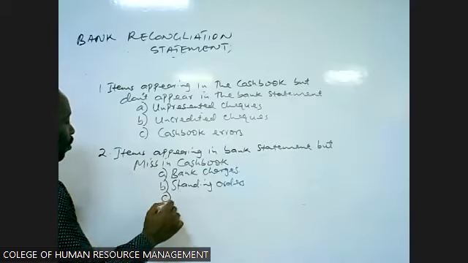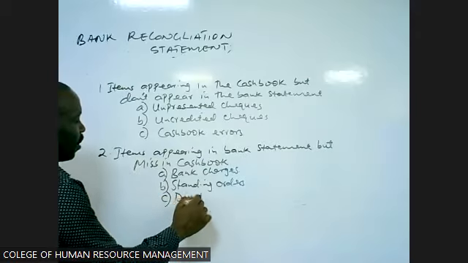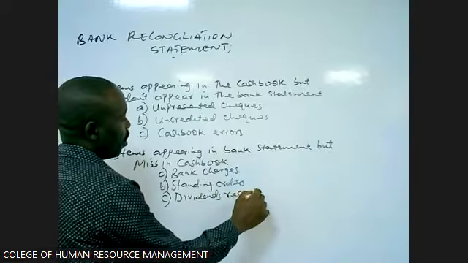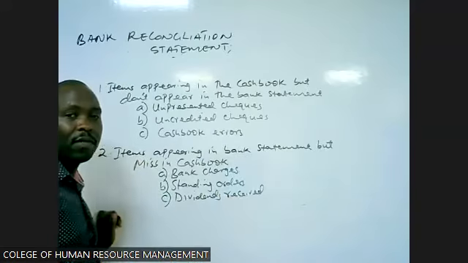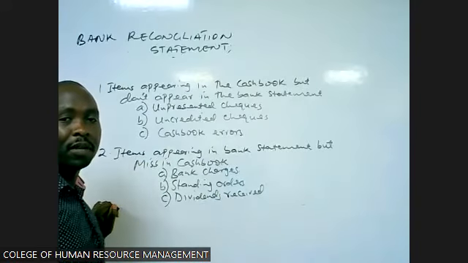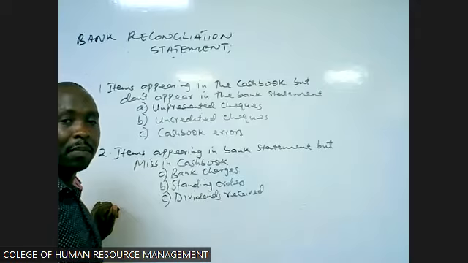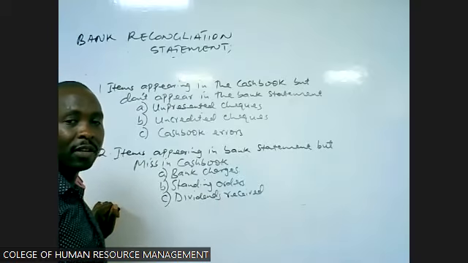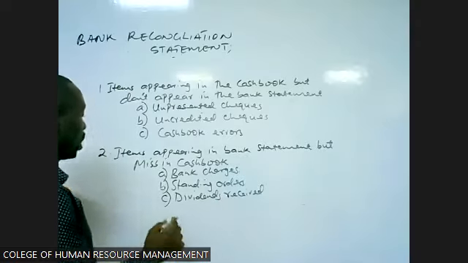Then we have the dividends. Dividends received. If the business has got some investment in form of shares in other companies, when those dividends are paid into a bank account, money will be received in a bank account without our knowledge. So it is a receipt in the bank, but not recorded as a receipt in the cash book.